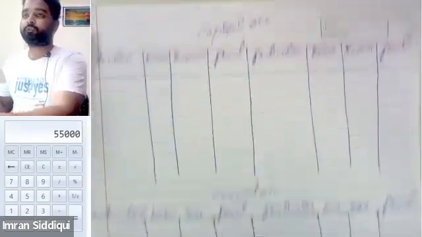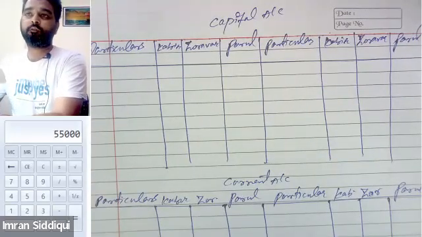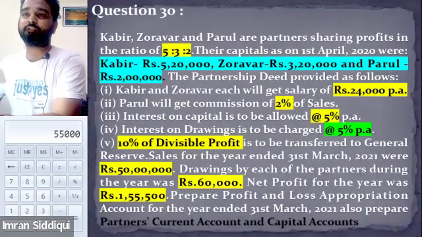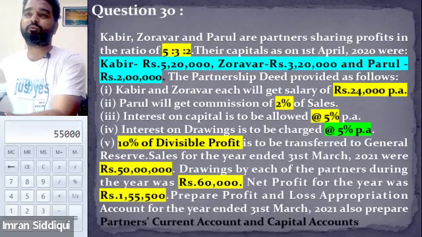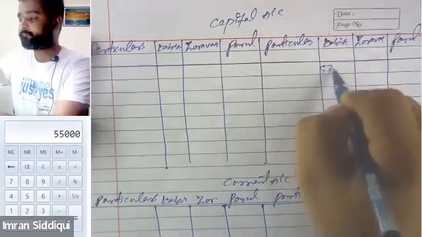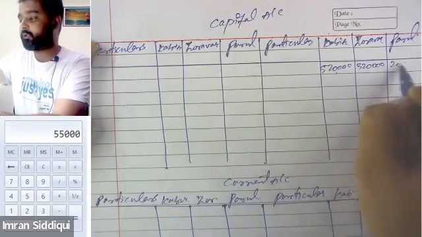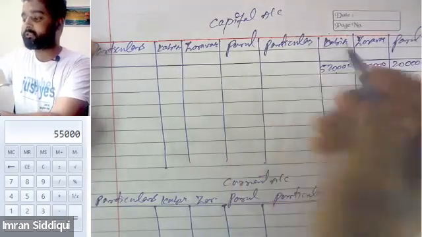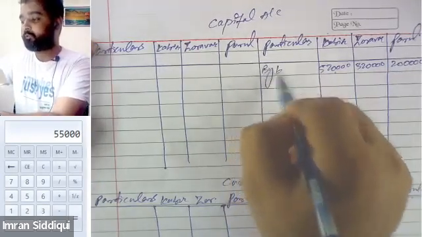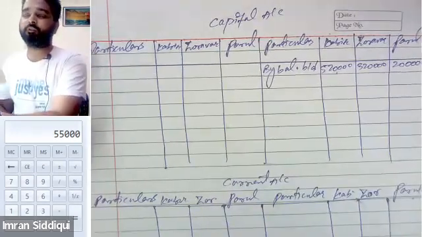Okay, everyone, this is how we will be preparing the capital and the current account. The first thing that we will be required to write in the capital account is the capital balances of the partners. The capital balances were already given in the question: 5,20,000, 3,20,000, and Parul's was 2 lakh. These are the opening balances of the partners' capital account, so we will write by balance b/d.